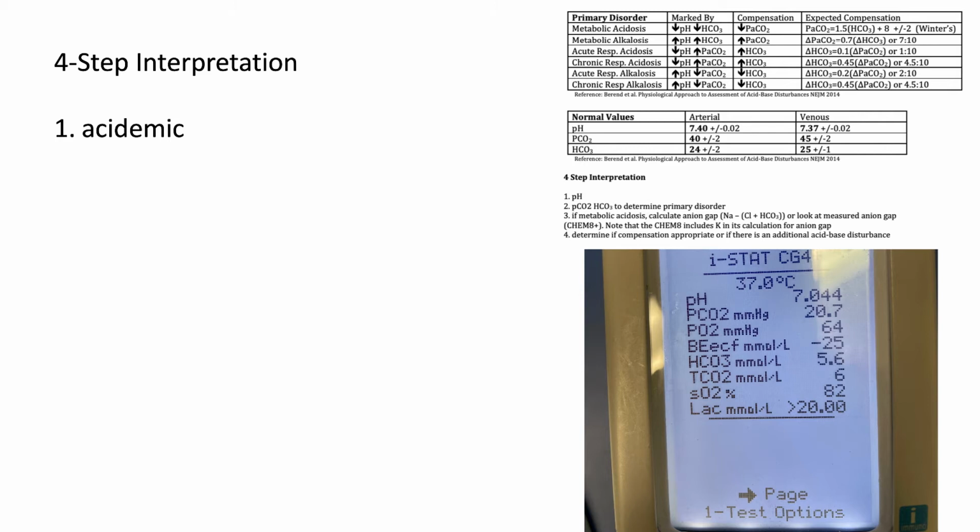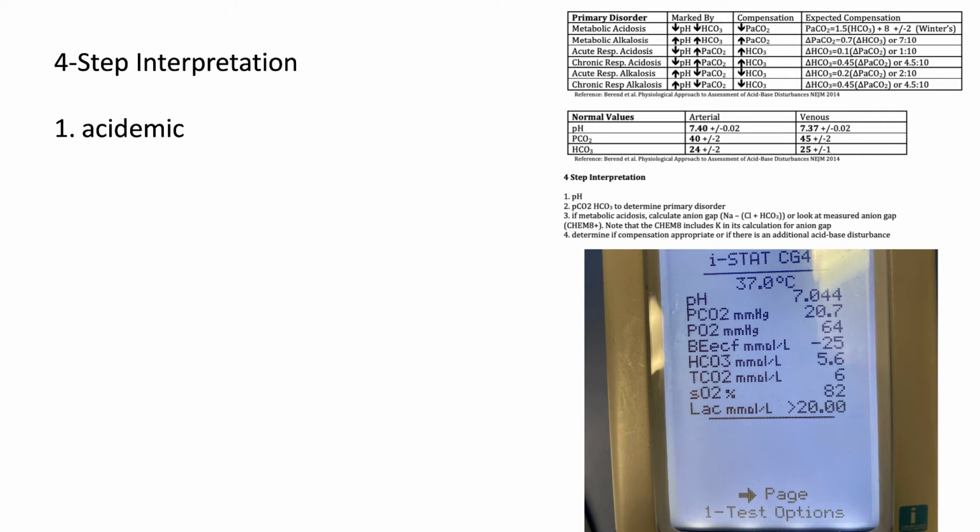Which one of those values, or do they both, explain the deviation in the pH? Well, the pH is low. So does a low PCO2 explain that deviation in the pH? No, it doesn't. A low PCO2 is a respiratory alkalosis. That would not explain an acidemic pH.